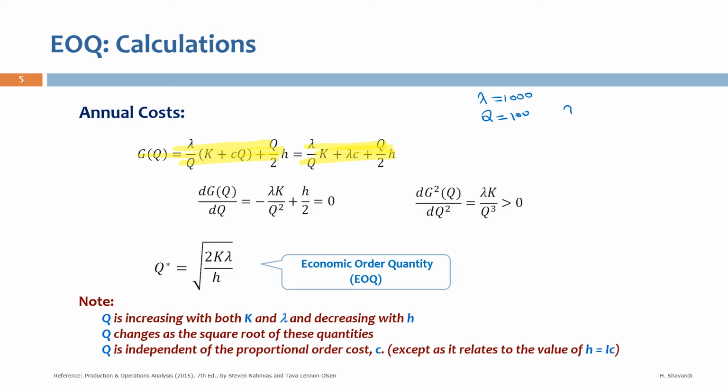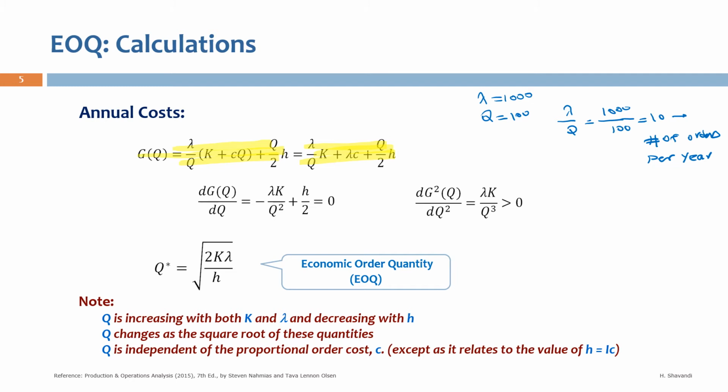So lambda over Q, or here 1,000 divided by 100, will be 10, the number of orders per year. So lambda over Q is the number of orders, and in the parentheses we have K plus CQ. K is the fixed ordering cost. Anytime that we have an order, we have a fixed cost, which is K, and C times Q is the purchase cost. The purchase price is C per unit.